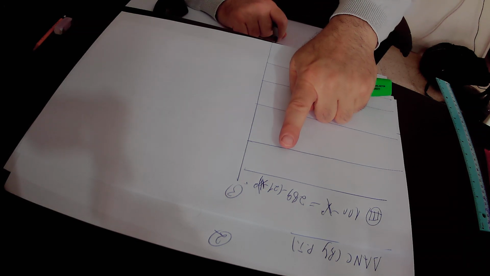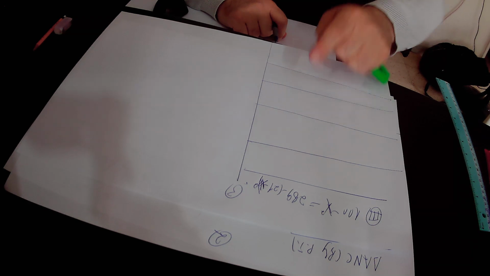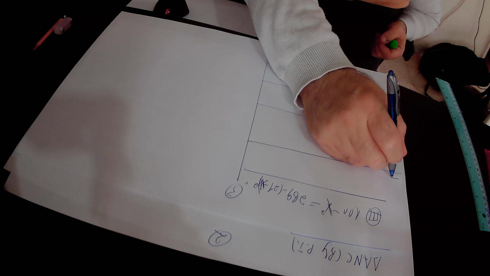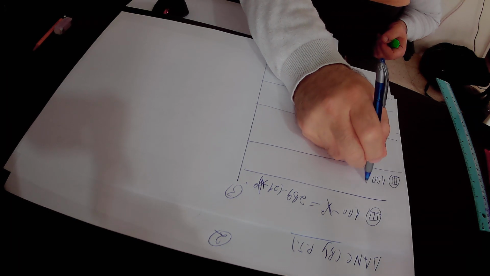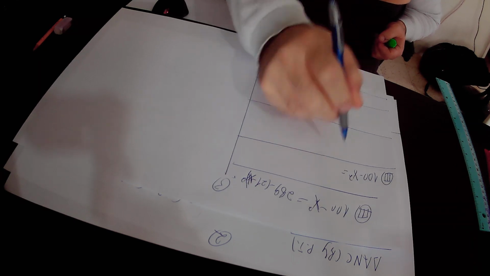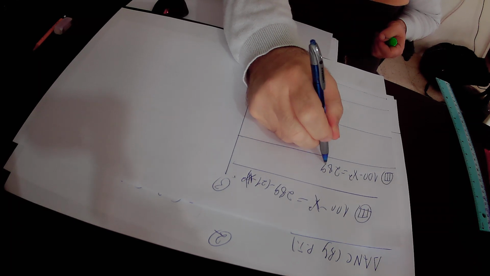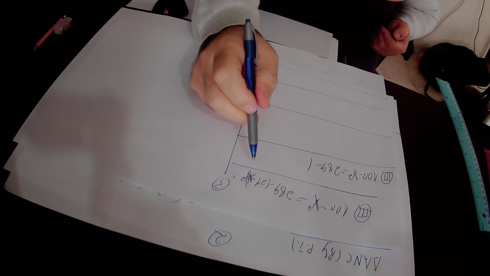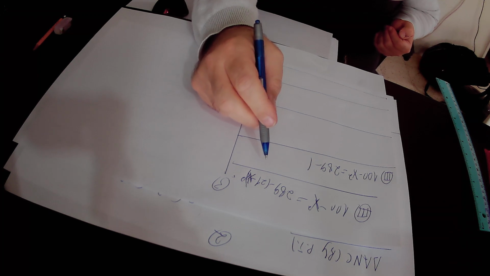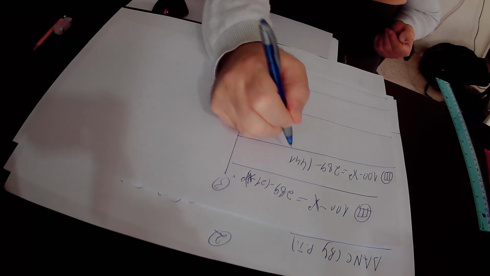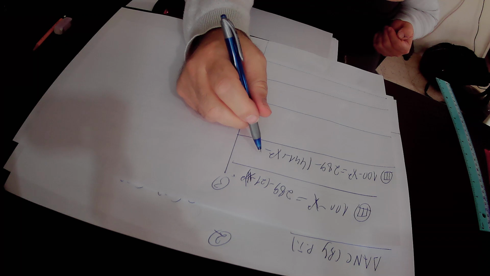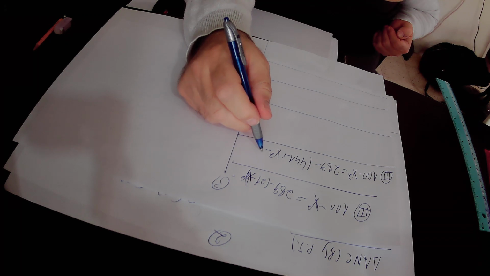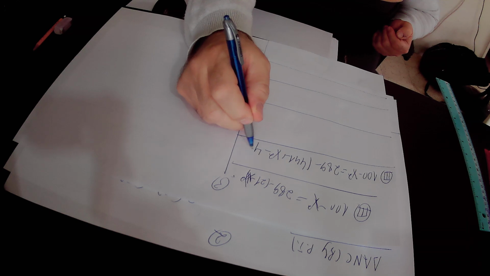So here we'll open the brackets of this expression, (21 minus x) squared, and we get that according to equation 3, 100 minus x squared equals 289 minus the expression (21 minus x) squared. (21 minus x) squared equals 21 squared, that is 441, plus x squared, minus 2 times 21, that is minus 42 times x. So it is in total 42x.